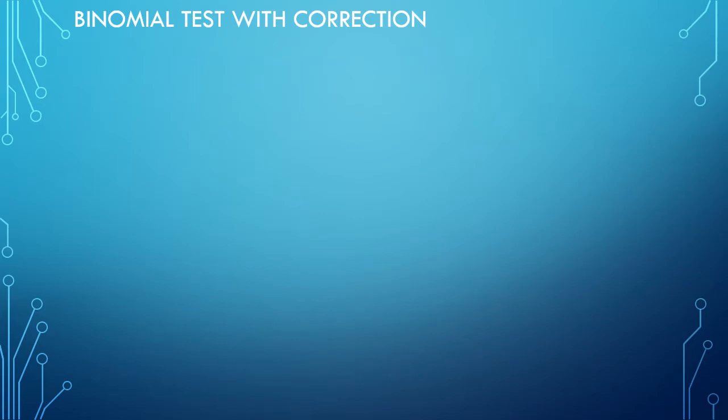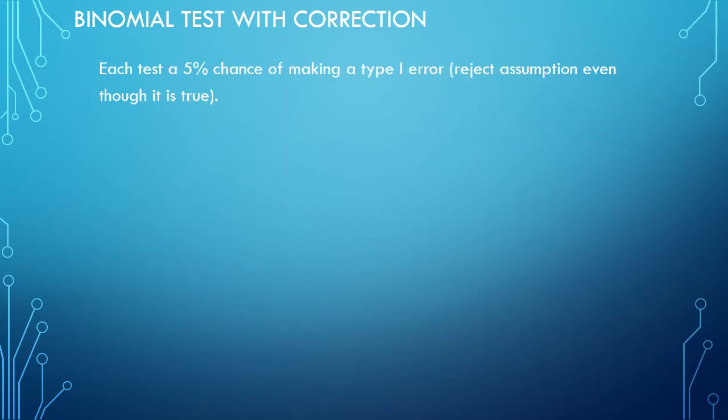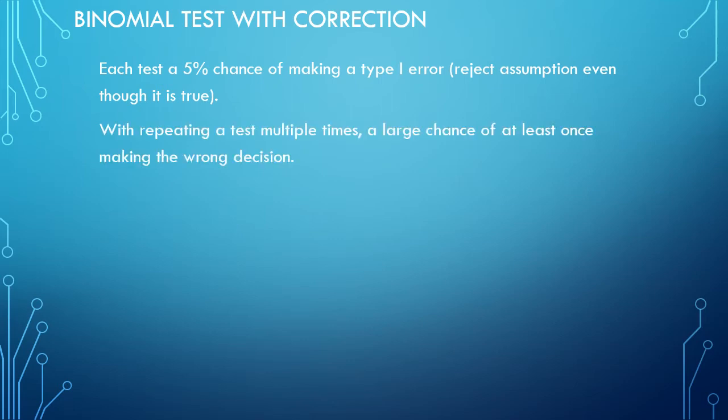There is a small catch, however, because each time we do a test and we set our threshold at 5%, at 0.05, then we have a 5% chance of making a type 1 error, rejecting the assumption even though it's actually true. This is fine if we just do one test, but every time we do a test like this, we have a chance like this. And that means that there is quite a large chance, if we do this test multiple times, that at least once we're making the wrong decision. So to adjust for this, there are a whole lot of different kinds of corrections you can use.